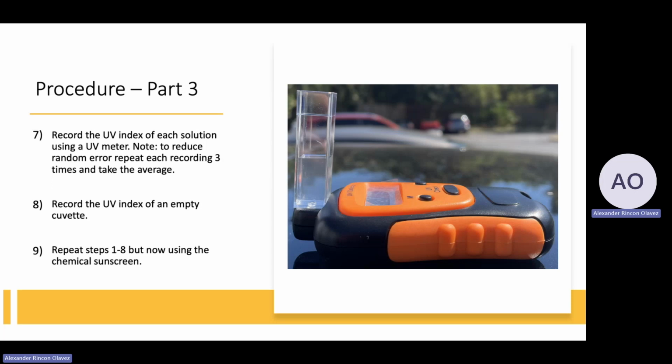Now, something important to note: in order to reduce random error, we will need to repeat the recordings at least 3 times and take an average. We will also record the UV index of an empty cuvette as a blank sample. Now we will repeat these last 8 steps, but now using the chemical sunscreen.